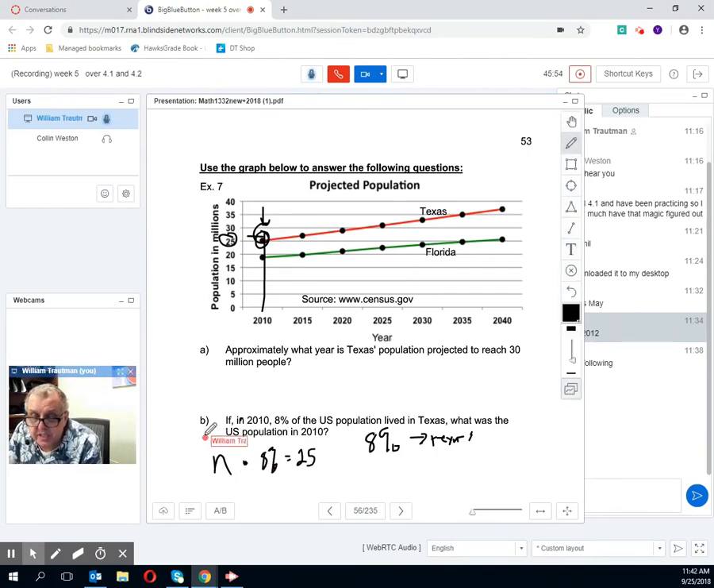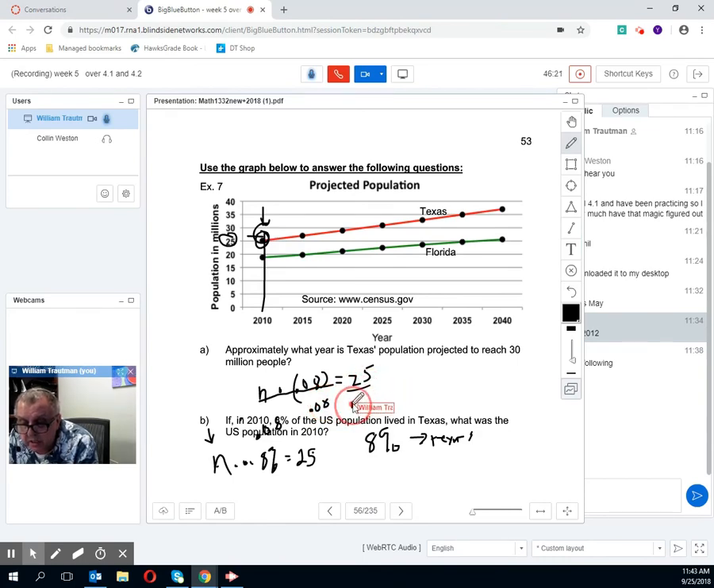It said 8%. Here's the total population. The total population times 8% equals the amount in Texas, which is 25 million. So once again, 8% in decimal form is 0.08. N times 0.08 equals 25. The way to solve this for n is, since this is multiplied by 0.08, we're going to divide by 0.08. We're dividing here. So on your calculator, 25 million divided by 0.08.